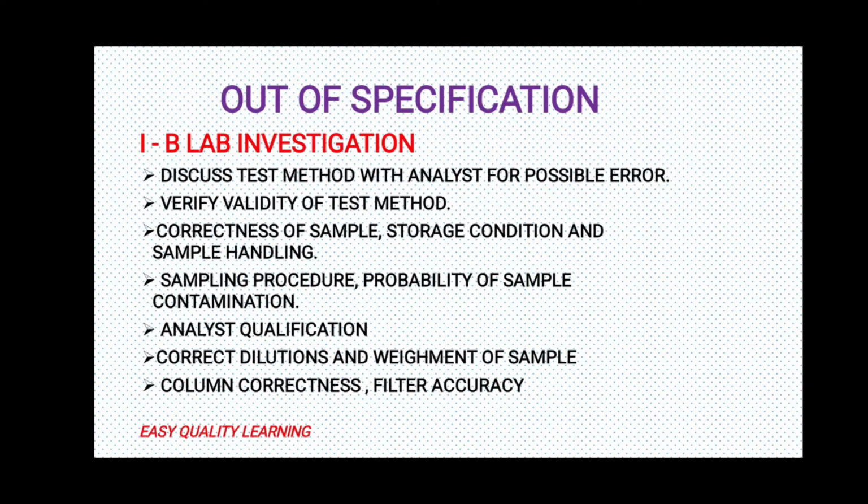Then column correctness and filter accuracy need to be verified. In column correctness, we need to check whether historically the same column we were using for this analysis has been used, or we have used a different column in this particular analysis. Similarly, in column, we also need to check whether the packing, part number and make were correct, or we have used some alternate make. Similarly, for the filter, we need to check the MOC and make of the filter, whether there is any change in these parameters or not. If there is any change, then we need to record that in our investigation report.